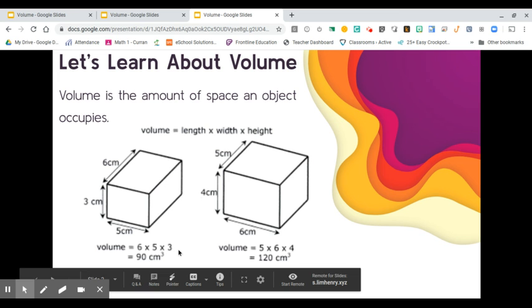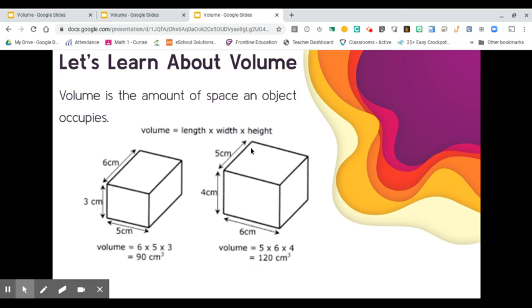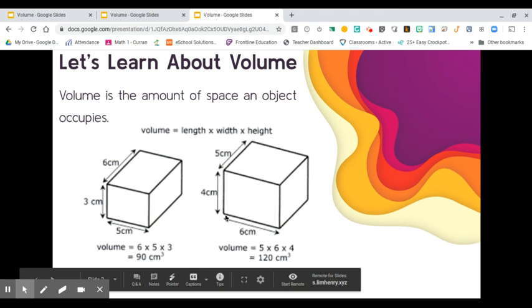dimensions together. If you look at the second rectangular prism, we have a length of 5, a width of 6, and a height of 4. So we would need to multiply those three dimensions together. 5 times 6 times 4, which would equal 120 centimeters cubed. Remember that little 3 indicates we multiplied three dimensions together. So let's continue on with some activities practicing volume.